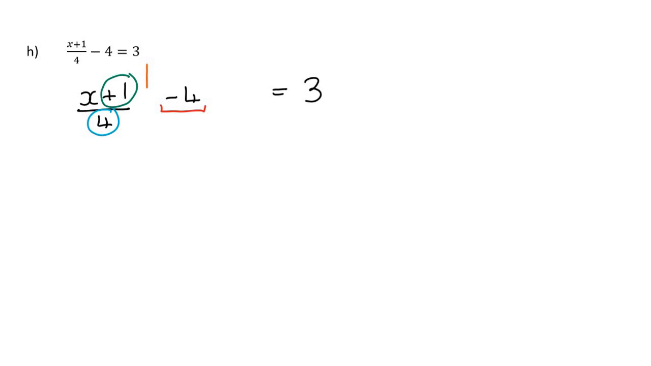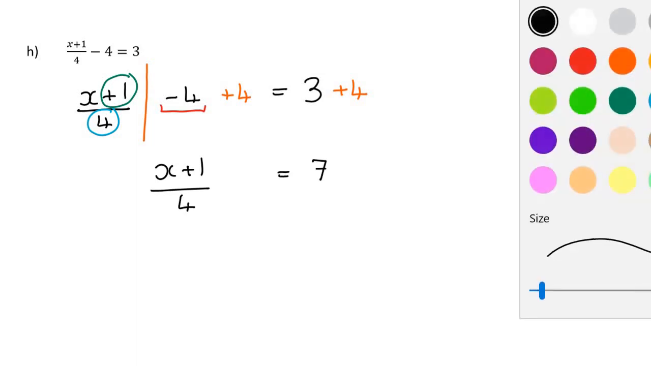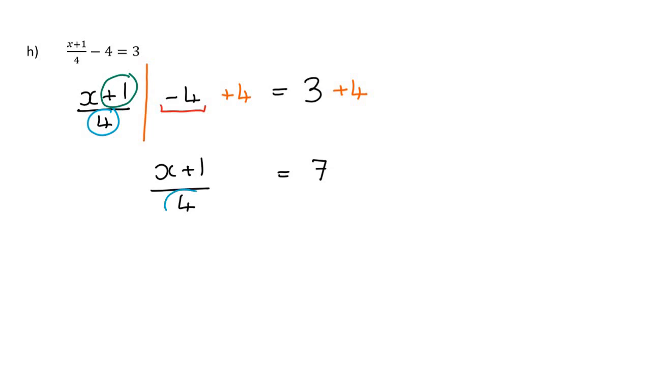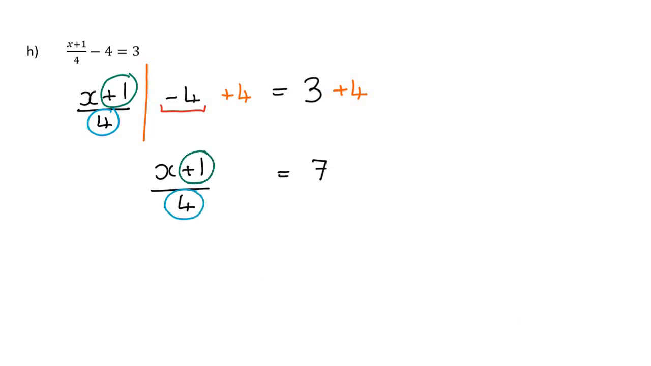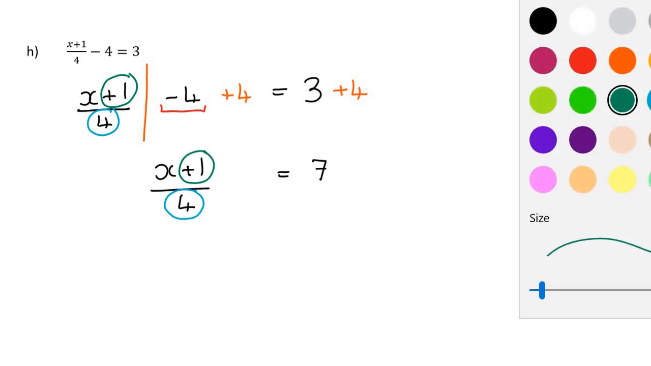We've practiced this. That's a separate term. So we first get rid of the separate term, which means I need to add 4 to both sides. So my 4's disappear, and I'm simply left with x plus 1 over 4 equals 7. Okay, now the question is, do I get rid of the 4 first, or do I get rid of the 1? Now, this is where our mistakes happen a lot in this type of question.